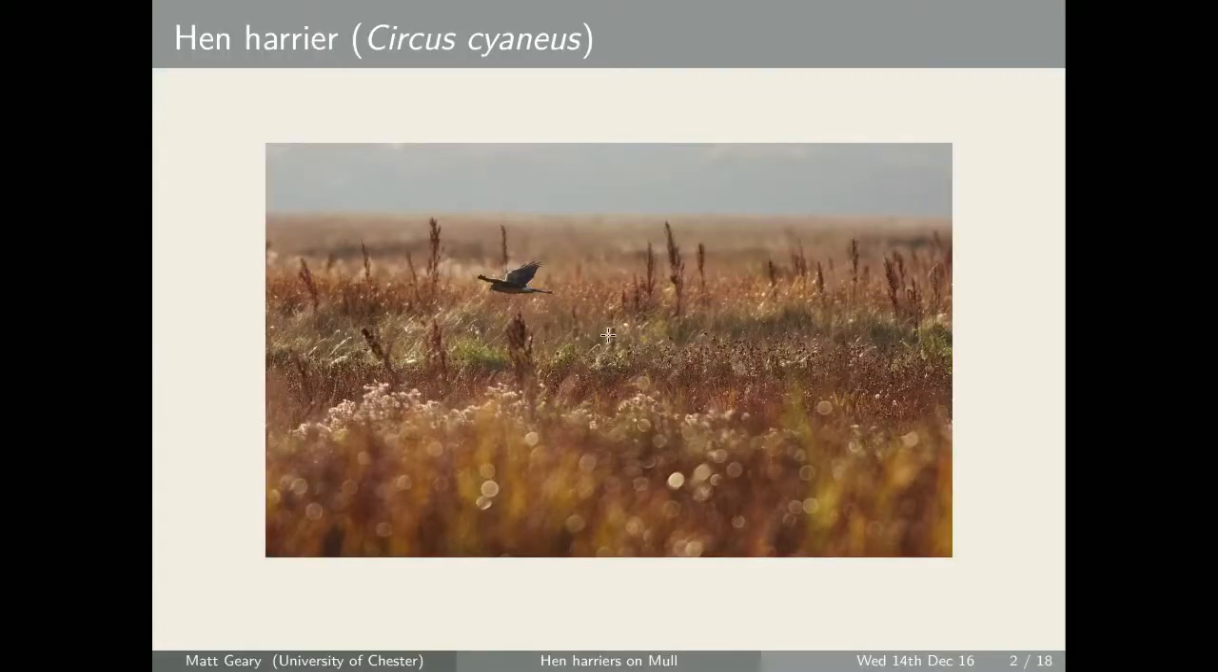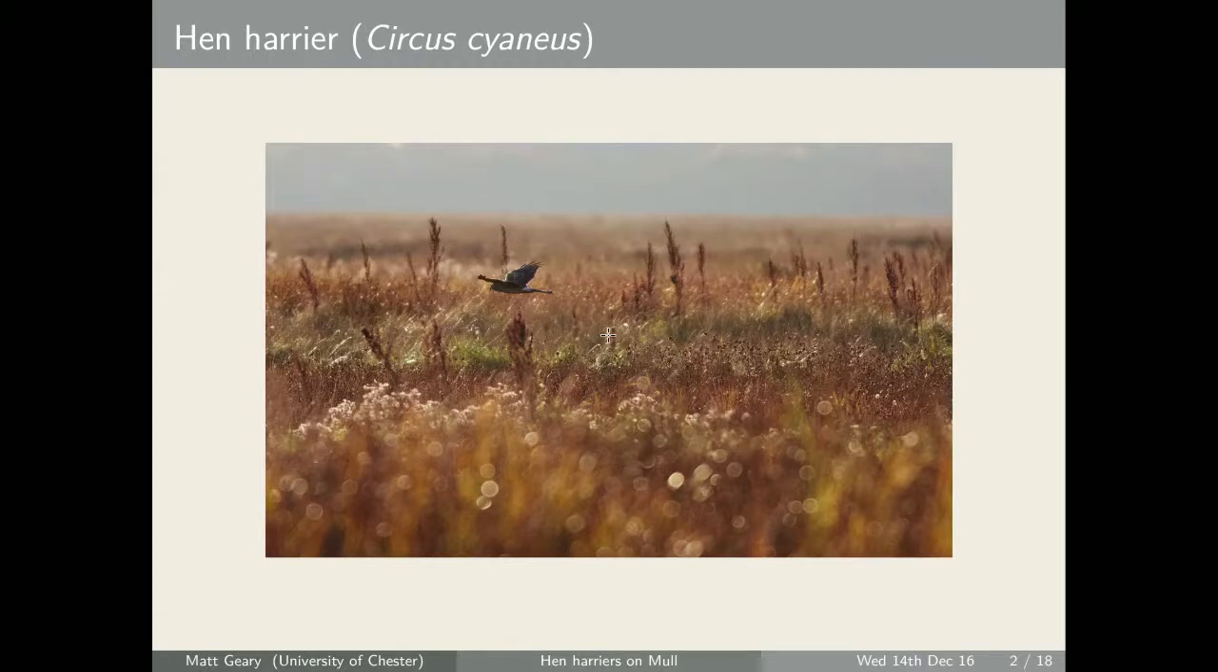The hen harrier is a medium-sized raptor. It's ground nesting and feeds on small birds and small mammals. I would explain loads and loads about hen harriers, but I think those are the main details that you need to know. You do read a lot about them in the news every now and again, so you could probably pick up some other issues to do with their biology from that.